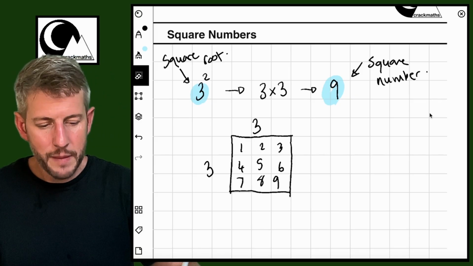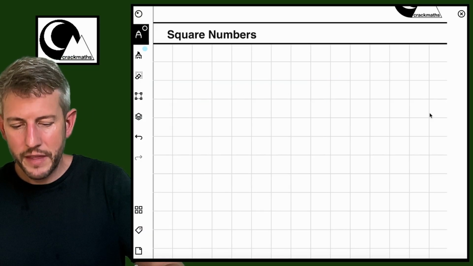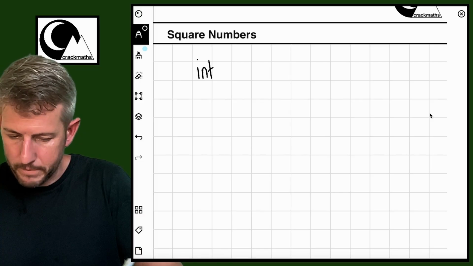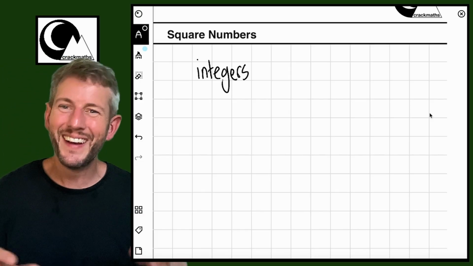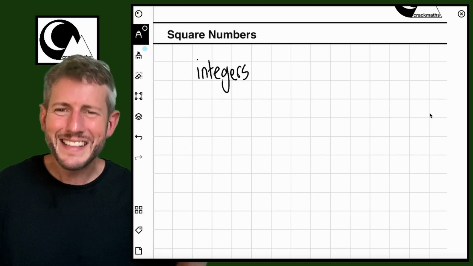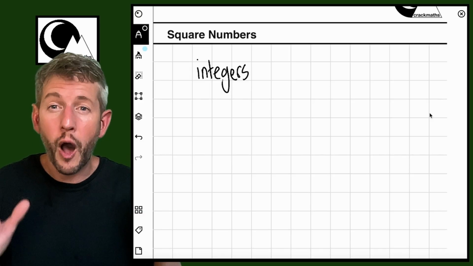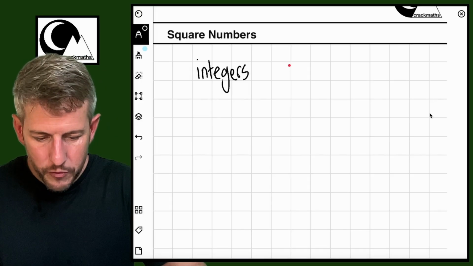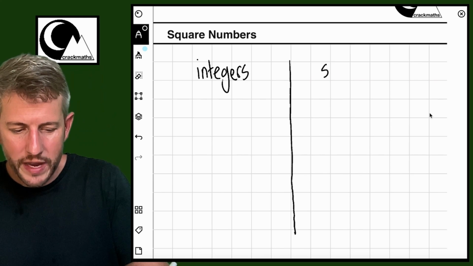Let me delete all this here. I'm going to have here the integers. I'm just going to use this word a lot to try and help you grasp it. I remember actually being a kid and thinking, what is an integer? But an integer is just a name in maths for a whole number. Right, so we've got the integers here, and then we're going to have the square numbers.